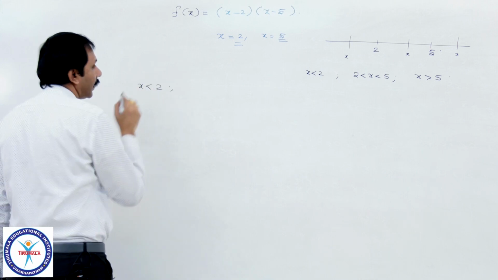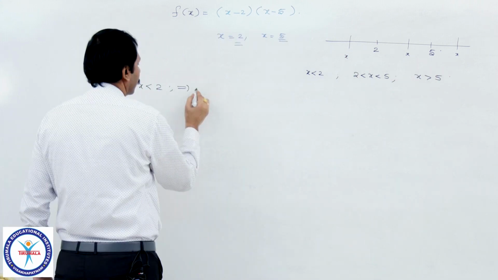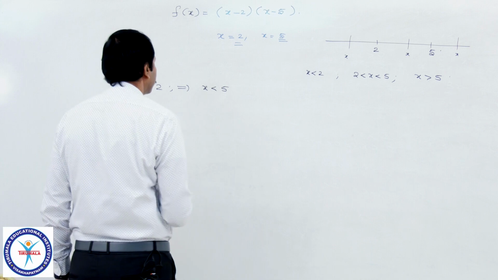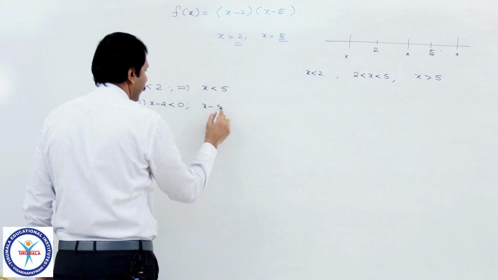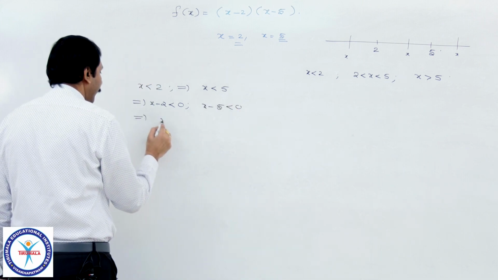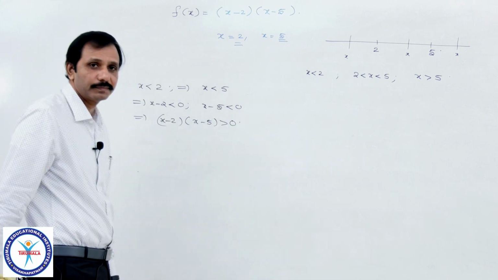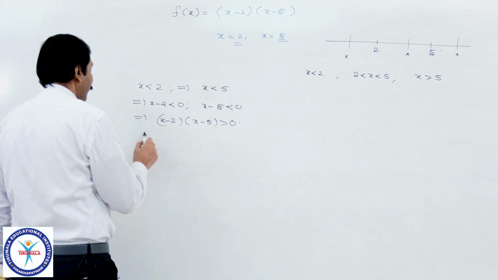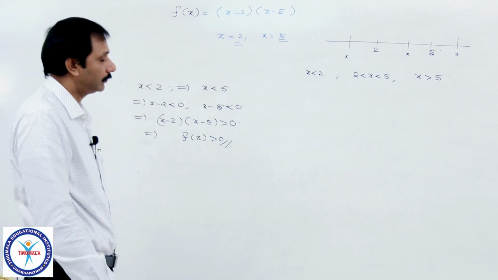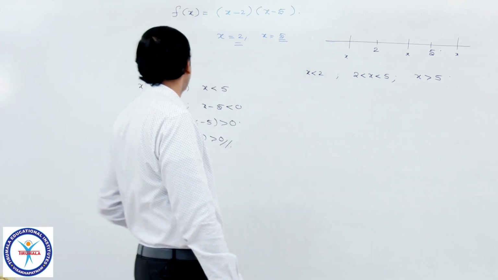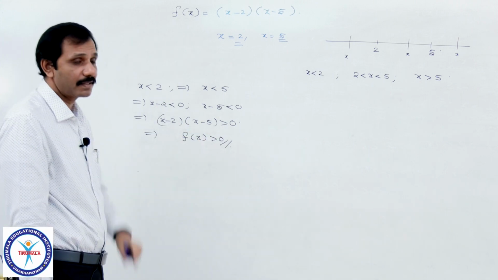Whenever x is less than 2, what will happen? Observe, x less than 2 means x is less than 5 also. That implies I can write x less than 5. x less than 2 means x minus 2 is negative. x less than 5 means x minus 5 is negative. Therefore, if I take the product (x - 2)(x - 5), it is positive. What is (x - 2)(x - 5)? f(x) only. Therefore, f(x) is greater than 0. Therefore, whenever x is less than 2, the product (x - 2)(x - 5) is positive, f(x) greater than 0.